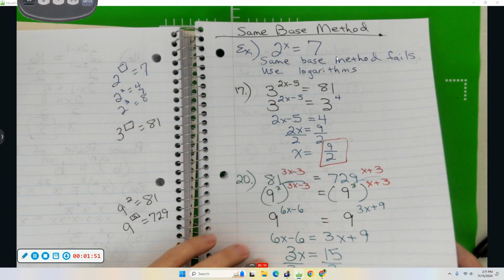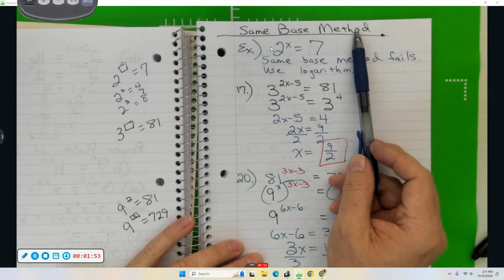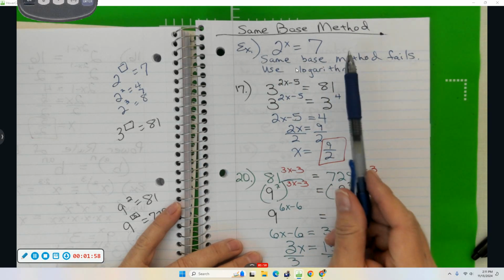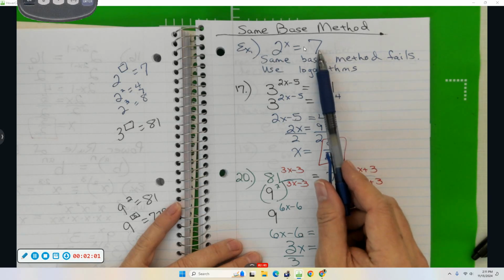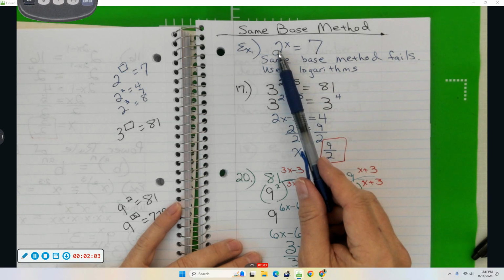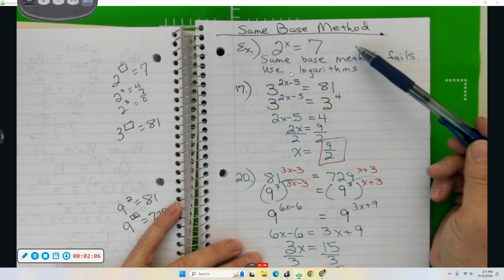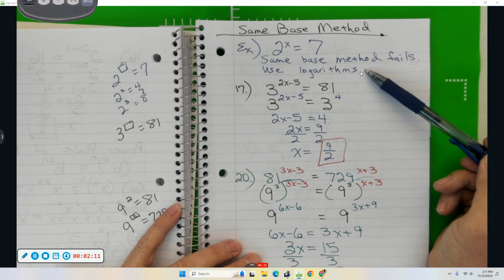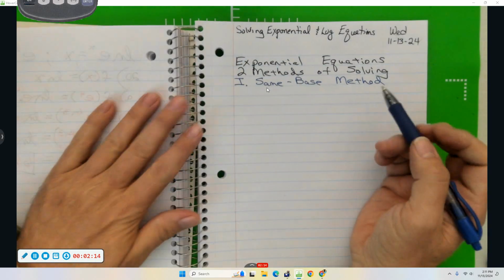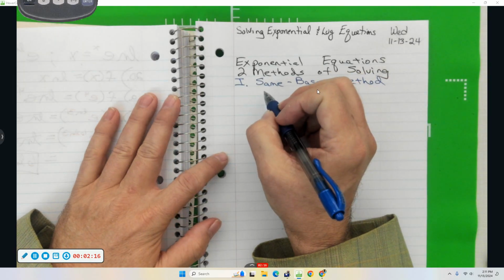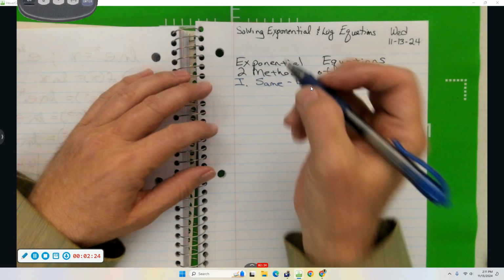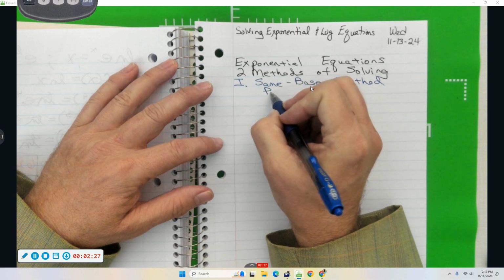And with the same base method, we said something like this: 2 to the x equals 7. Can't be done. 7 is a prime number. There is no way you're going to write 7 as a power of 2. And so I said, for something where you can't get a common base, you will have to use logarithms, and that's what we'll be seeing today. So the same base method, we saw that in a previous assignment.